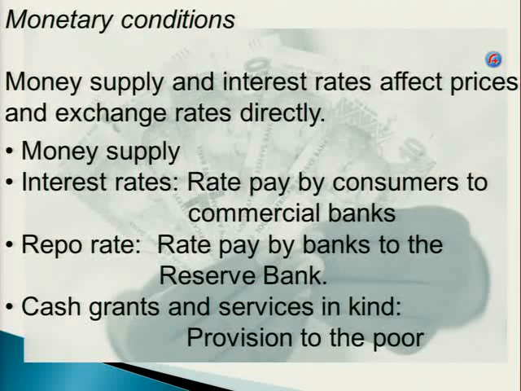The next one is our monetary conditions. This is the supply of money, and it has to do with the interest rates and the supply of money that will affect prices directly or indirectly. Remember, the interest rate is the rate paid by consumers borrowing money from the commercial bank. The repo rate is the rate paid by commercial banks to the Reserve Bank.